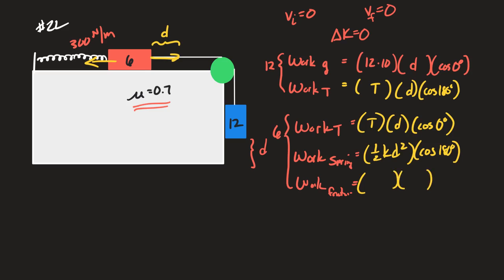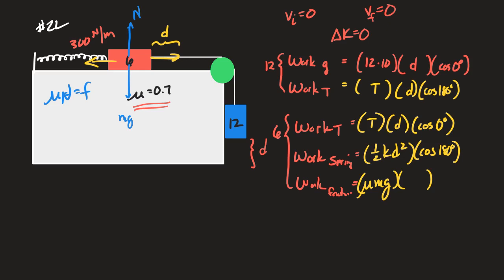Mu mg, frictional force. Any question about why I'm putting it there? Go ahead. Well, remember, friction is mu times the normal force. The box has a weight of mg, and the normal force is upwards, so normal and weight have to be balanced here.